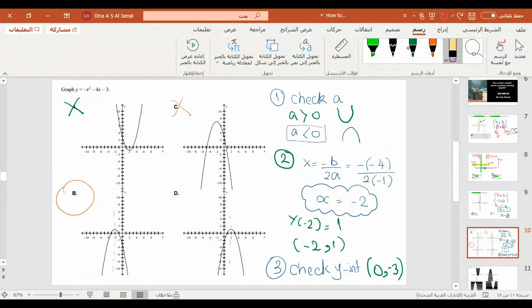What if everything was similar? All what you need to do, just equate it to 0 and find the roots. And in this case, your roots will be x1 will be giving you minus 1, x2 will be giving you minus 3, which will prove that this is your answer.